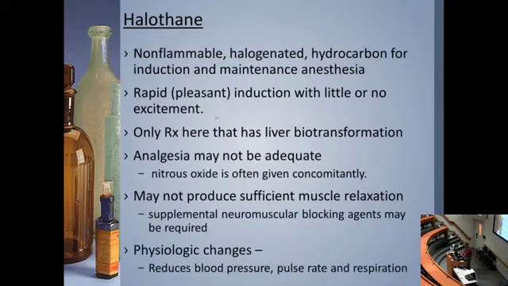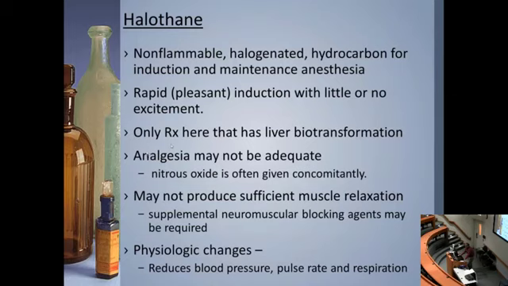All right. So what is halothane? It's non-flammable, so that's good. It's halogenated. It's a hydrocarbon. And it can be used for the induction, but it's most often used for maintenance. Okay? When we talk about induction, it would be co-administered. It wouldn't be used as a single agent, but it would be co-administered with something else. Okay? It's got a pleasant induction process, and it doesn't really produce any excitement. So very little disinhibition release. Okay? It's the only drug here that actually has any type of liver or hepatic biotransformation.